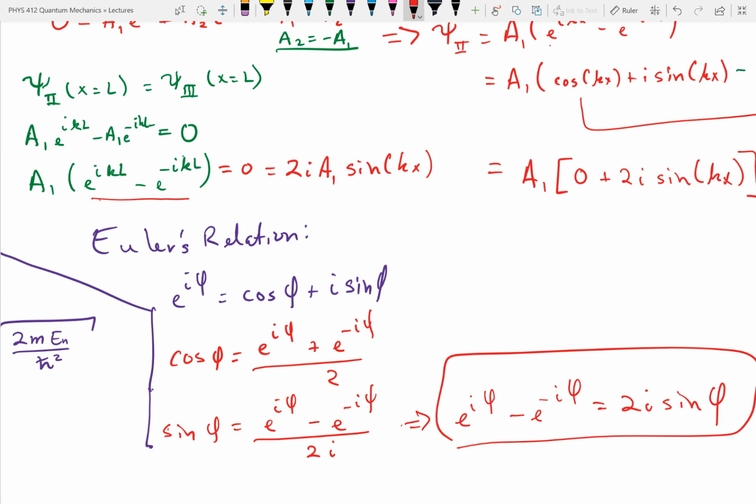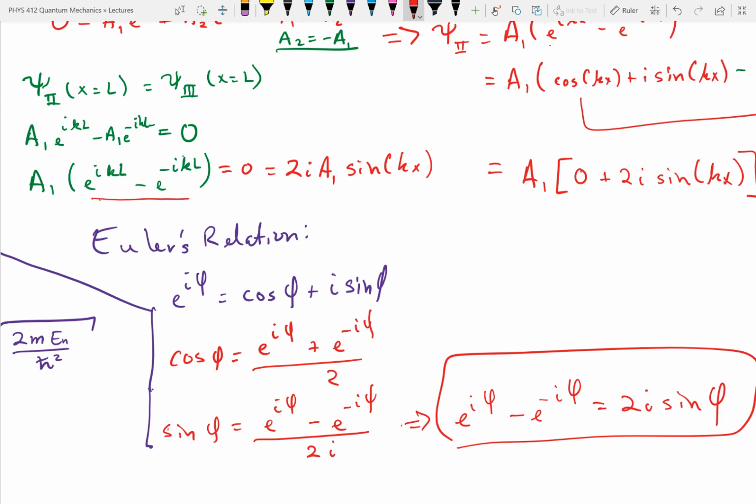Well, this gives me something interesting because, of course, if k is 0, then that would be true, right? Because sine of 0 is 0. But if k is 0, then what do I have for my wave function? I have 0. Because sine of 0 would always be 0. It doesn't matter if it's sine of 0 times x, it's still 0.